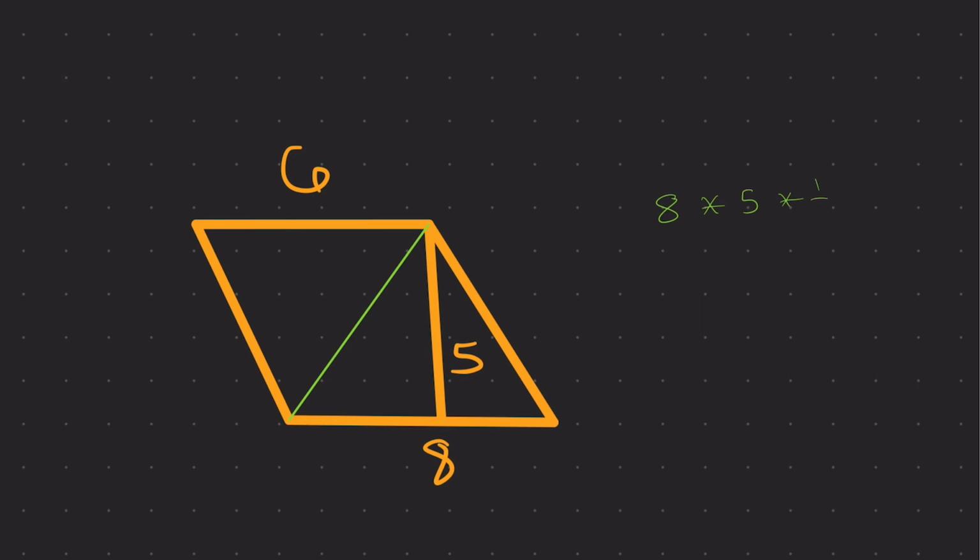times 1/2. And we also have this triangle, and we know the height, given this height. It's the same height, at least. Well, not parallel, these are at least the same height. We have 5 times 6 times 1/2. So we get 15 plus 20 gives us 35.